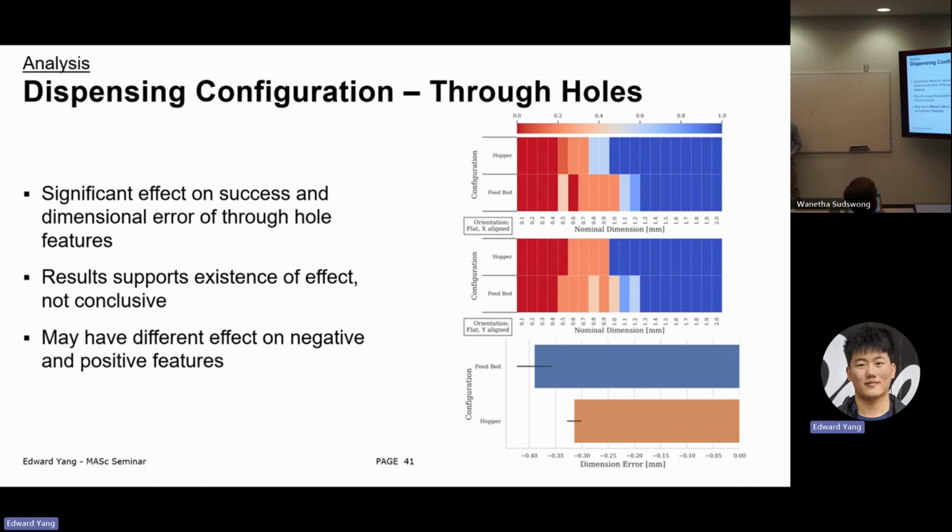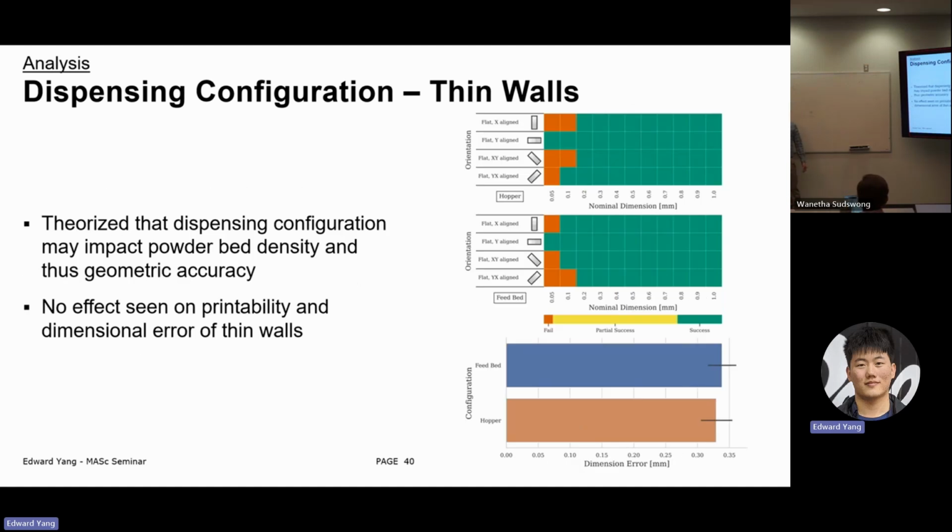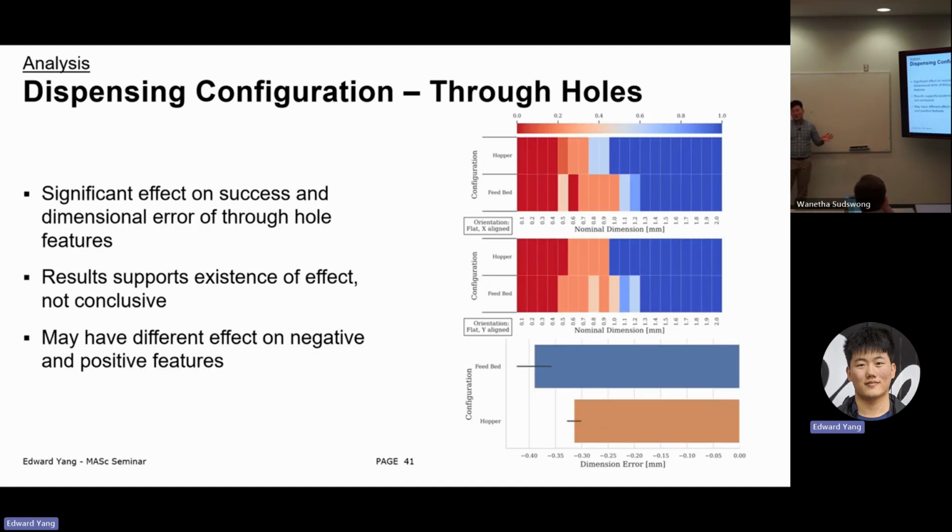There's a possibly contradictory result, but I'm theorizing it might be because the earlier one, the thin walls, is a positive feature, whereas the through holes is a negative feature, and that could be impacting why we're seeing it only on one type of feature. More work needs to be done to examine this effect. This isn't conclusive, but it is suggesting that there is something interesting happening here.